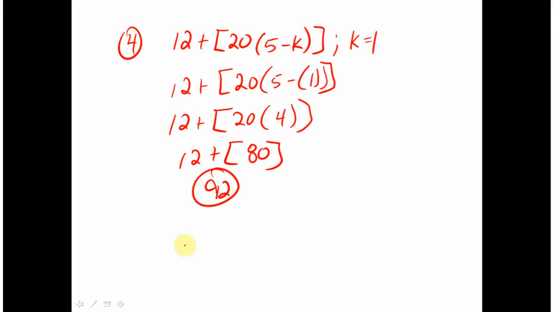So we want to remember that when we are evaluating, we are substituting an amount in for a variable, and then we're simplifying the expression using the order of operations.